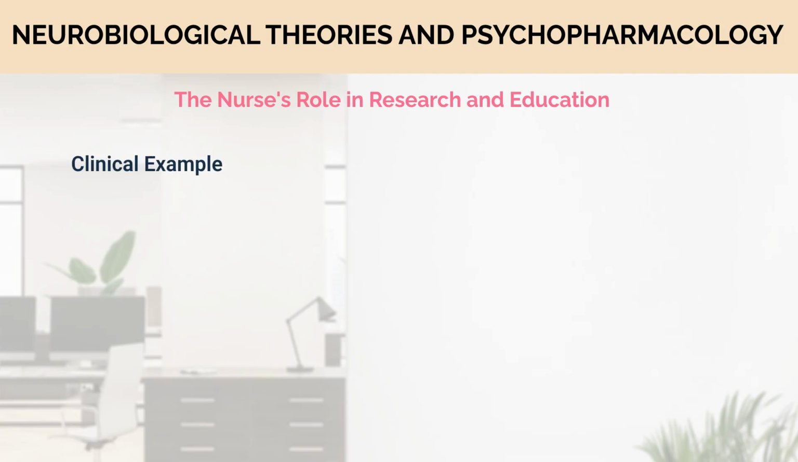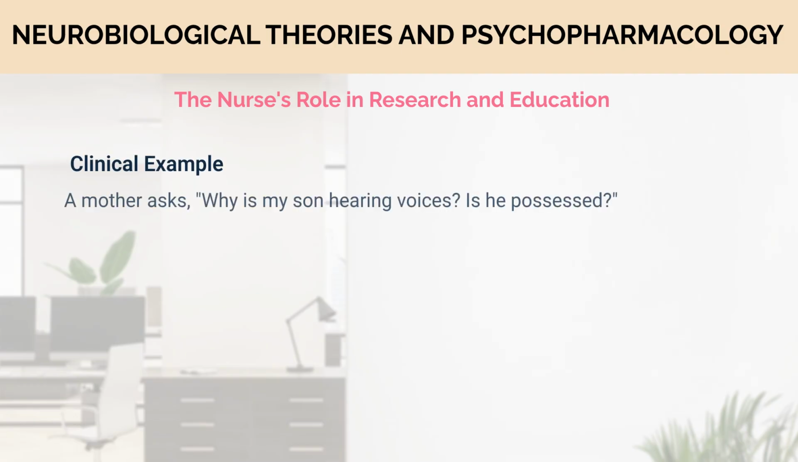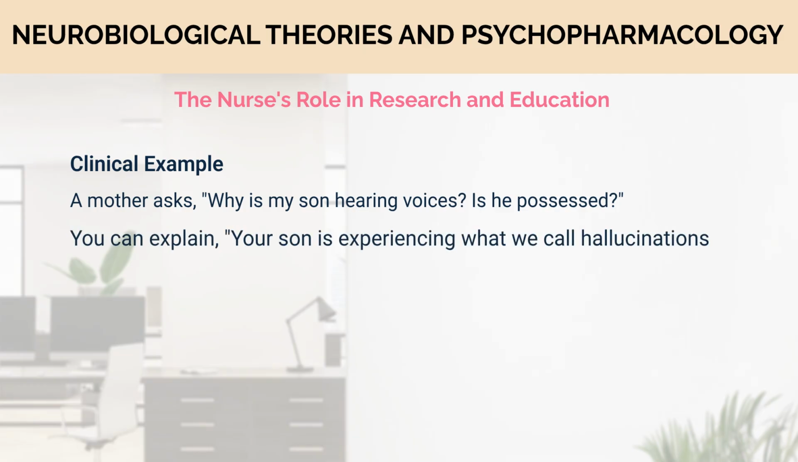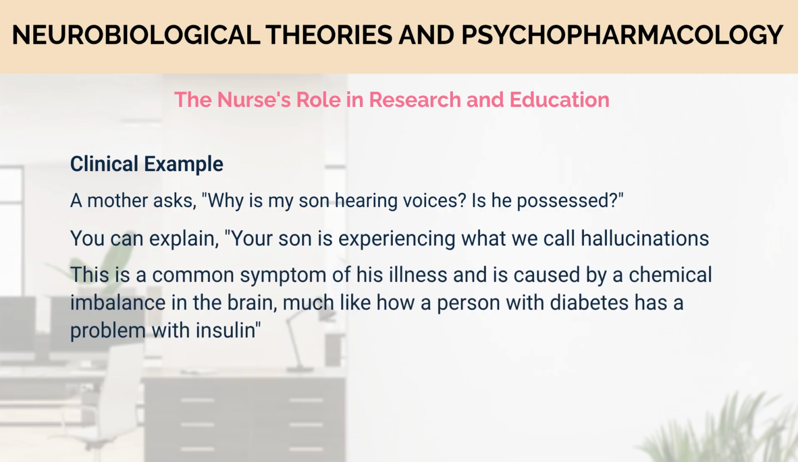Another clinical example. A mother asks, "Why is my son hearing voices? Is he possessed?" You can explain, your son is experiencing what we call hallucinations. And this is a common symptom of his illness and is caused by a chemical imbalance in the brain, much like how a person with diabetes has a problem with insulin.